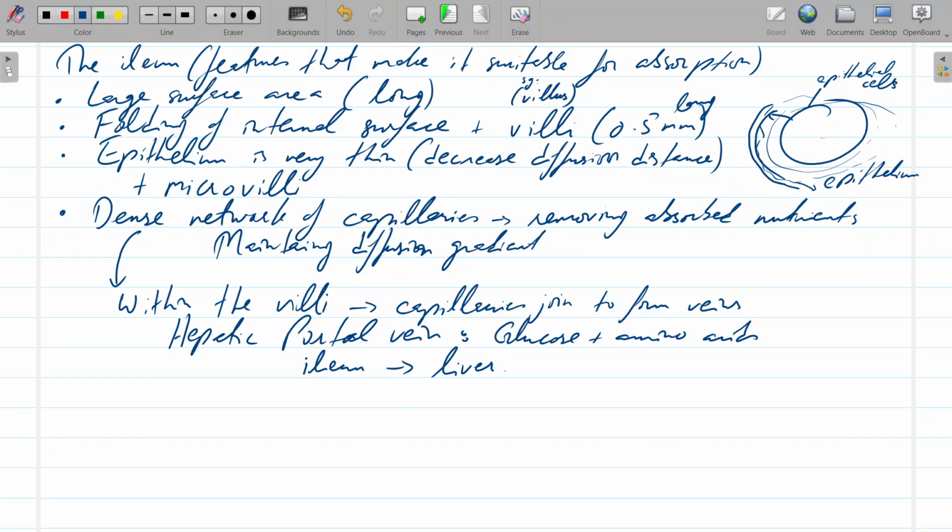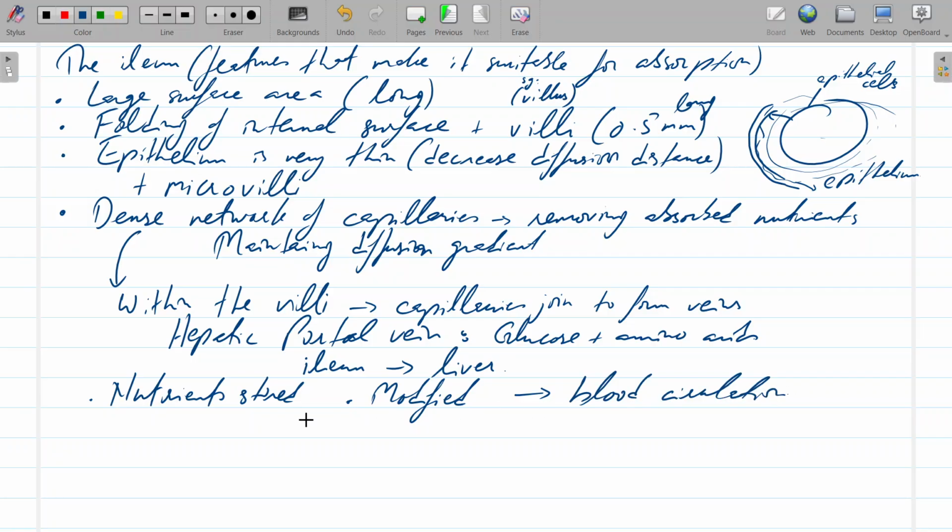Now what happens in the liver is, some of the nutrients, if they are in excess, might be stored, or they might be modified in some way. Some processing might take place, and then whatever's left goes back to the blood circulation. From there, the nutrients are supplied to the body cells.